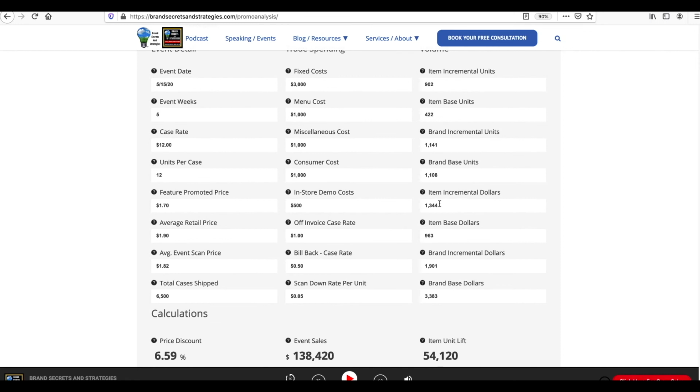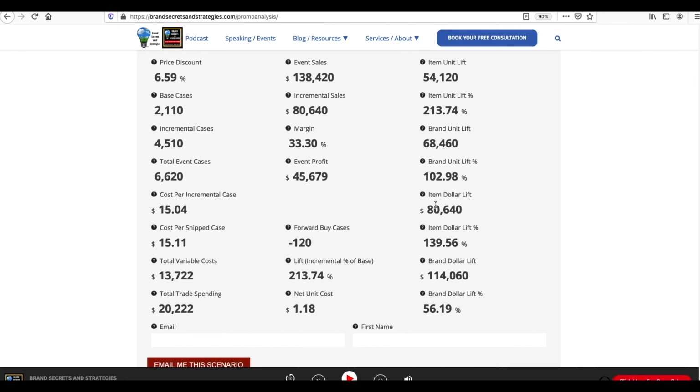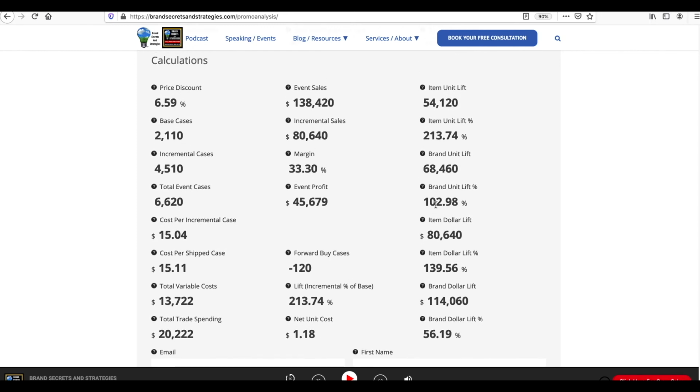Well, after you put in all your calculations and you scroll down a little bit further, you're going to start seeing what those numbers may add up to. In other words, what is the price discount? How many base cases? Again, base cases in the absence of a sale. And I know I didn't show you this before, but if you hover over the question mark, you're going to see exactly what every single item is, what's involved in it, and what's important about it.